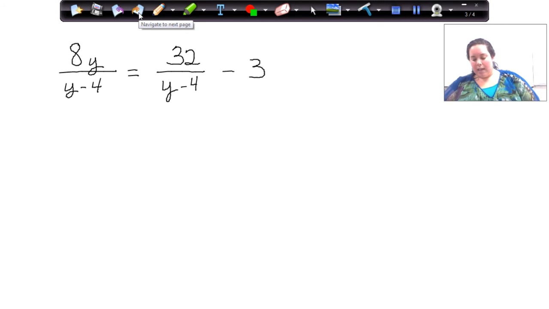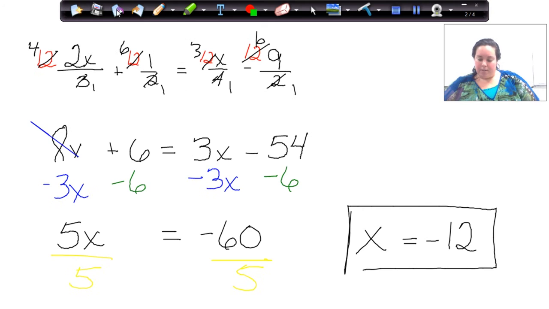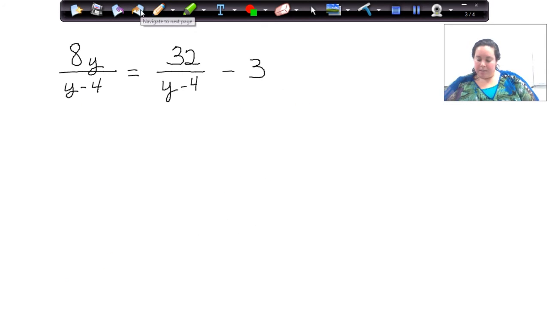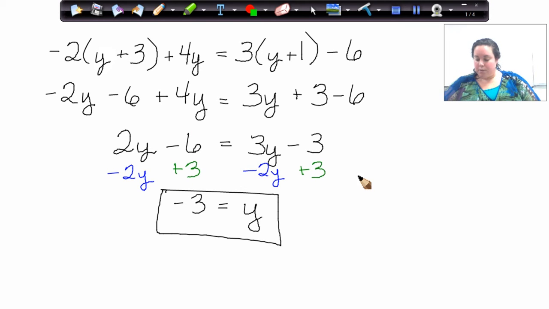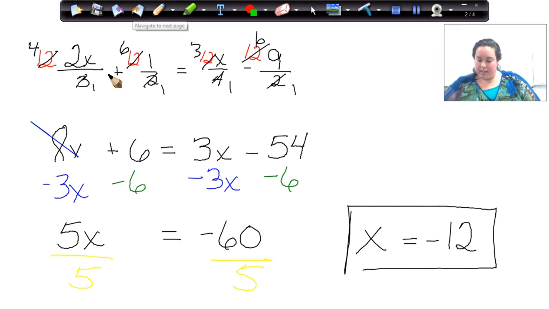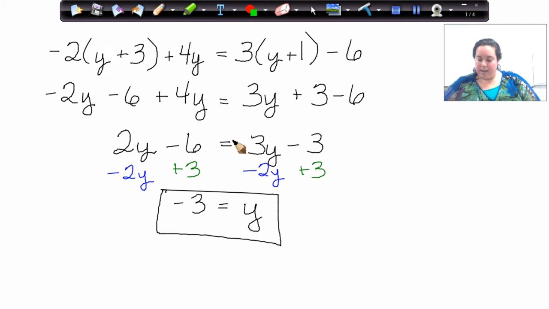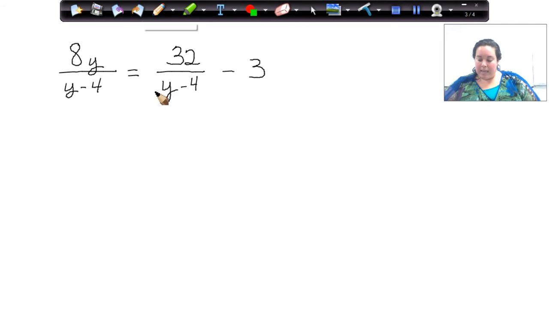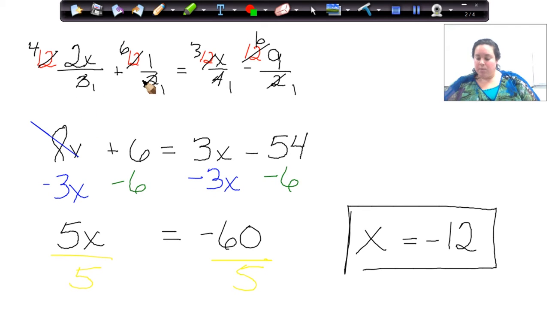Let's look at another one. This time we have variables in the denominator. Notice with the last one, there were no variables in our denominator. This one does have variables in the denominator, so it makes it different. Because of that, we can't do it the same way that we did the first one. Remember I said for the second one you could do it the same way, it's just fractions. This time, we can't do it that way, but we can do it this way.